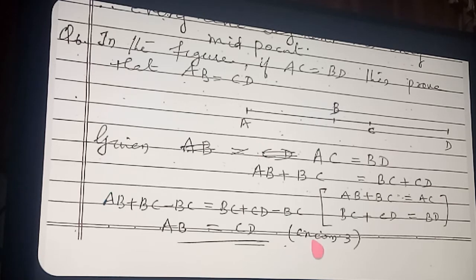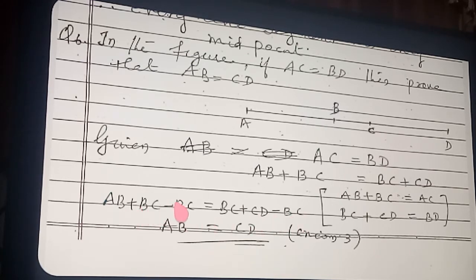Again, we are going to apply axiom number 3. If equals are subtracted from equals, the remainders are equal. Study now. AB plus BC is equal to BC plus CD. They are both equals now. From that, we are going to subtract another equal. Which one? BC. BC we are subtracting in the LHS part and BC we are subtracting in the RHS part also. Are you following? Yes.